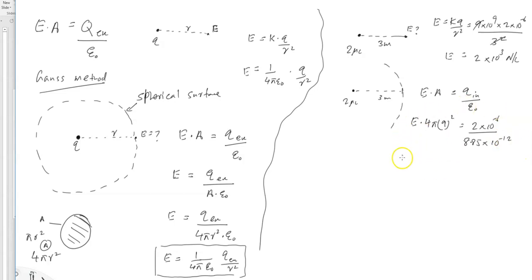Epsilon naught, the permittivity of free space, is 8.85 times 10 to the negative 12. So if you do the math, E equals, taking all these things to the other side, 2 times 10 to the negative 6 divided by 4 pi times r squared, 3 squared, not 9 squared. 4 pi times 3 squared times 8.85 times 10 to the negative 12. You do the math, you get the same answer, 2 times 10 to the 3 newtons per coulomb. Things will cancel out nicely.